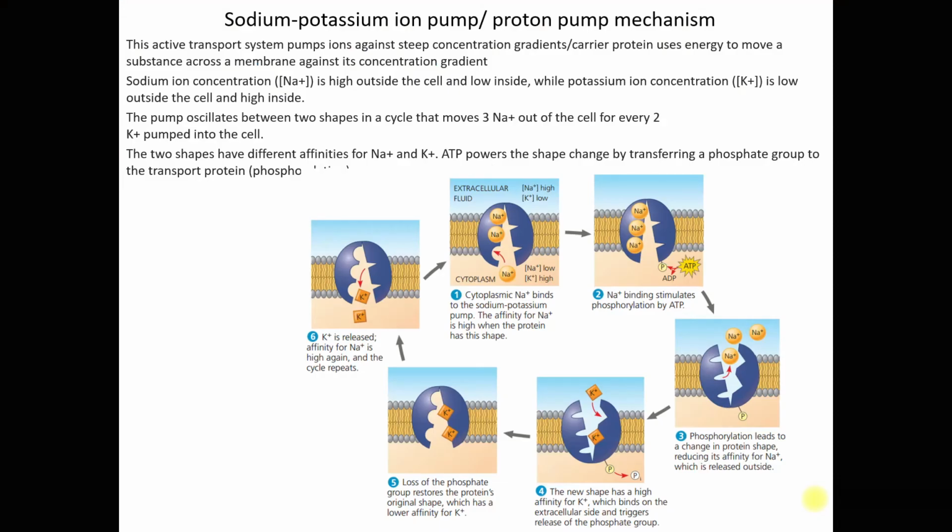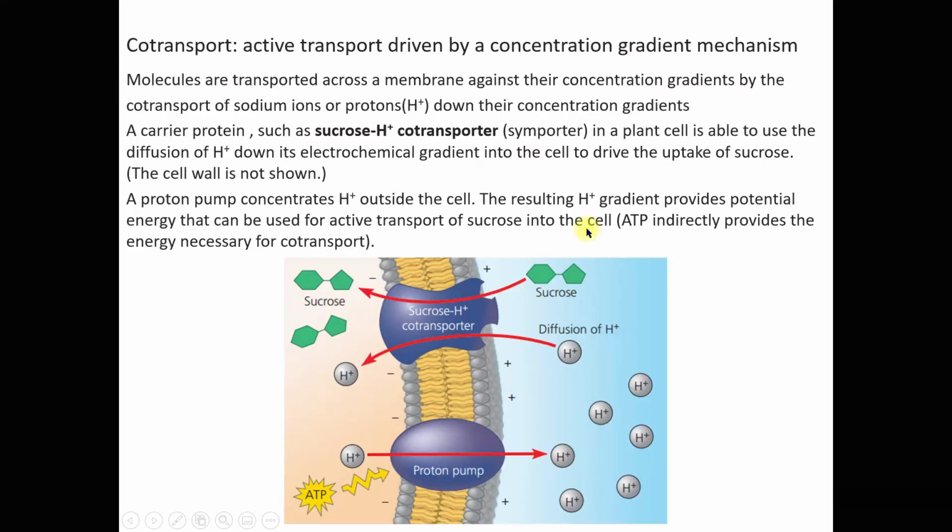As for the proton pump mechanism, usually it will pump protons into the cell or pump protons out from the cell, or hydrogen ions. Now, co-transport on the other hand, you can see how a co-transporter, or co-transport protein, is very much different compared with the proton pump or the sodium potassium pump.